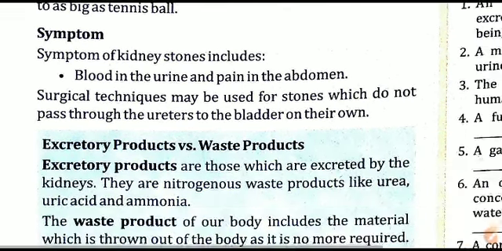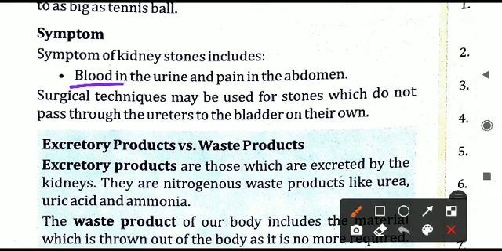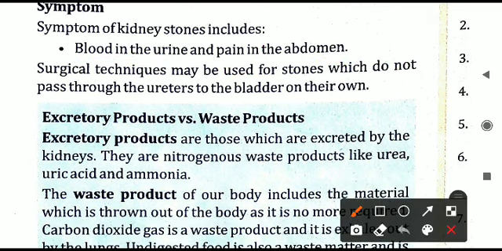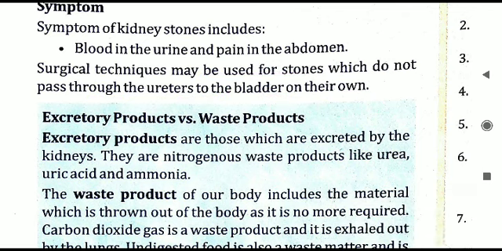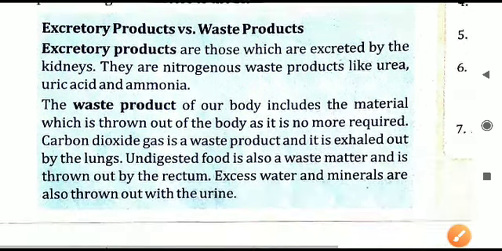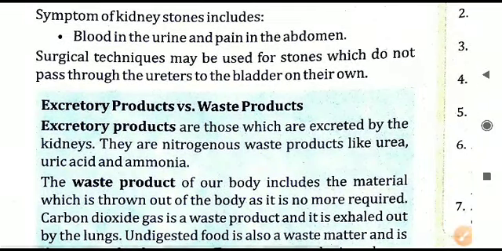What are the symptoms now? The first and important symptom is blood in the urine. Second is pain in the abdomen. The person is not feeling comfortable. It is not easy to sit with a kidney stone, so that is why there is pain in the abdomen. Different surgical techniques may be used for stones which do not pass from the ureter to the bladder on their own. So that is all about kidney stones.